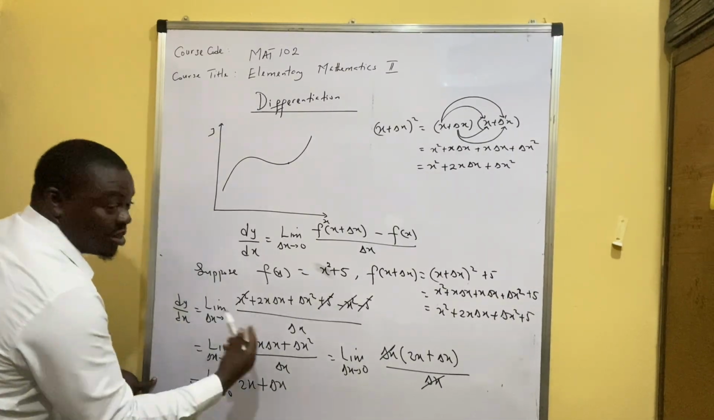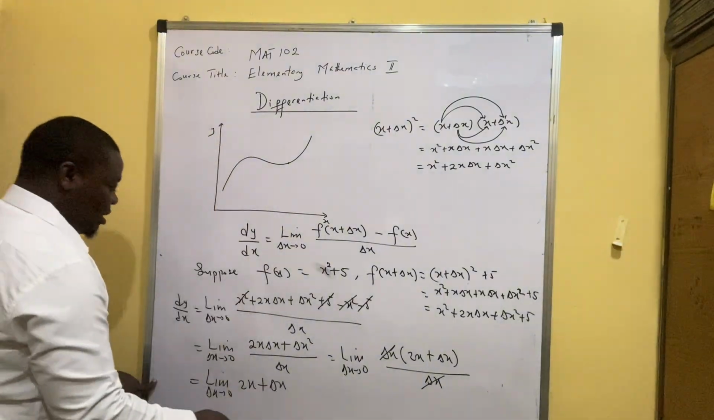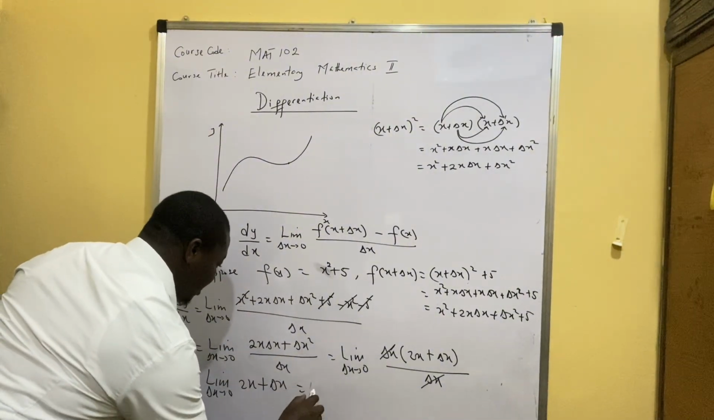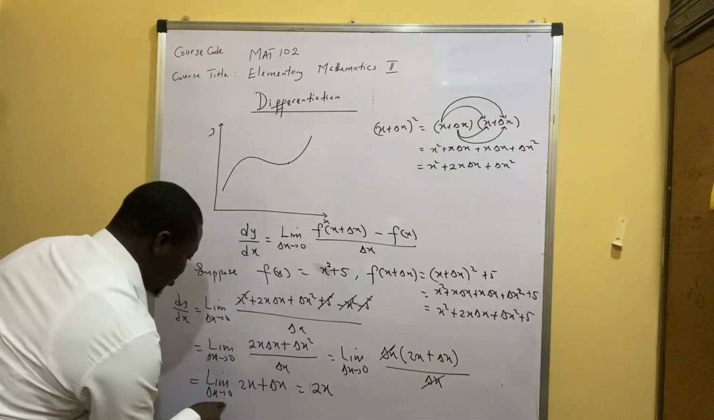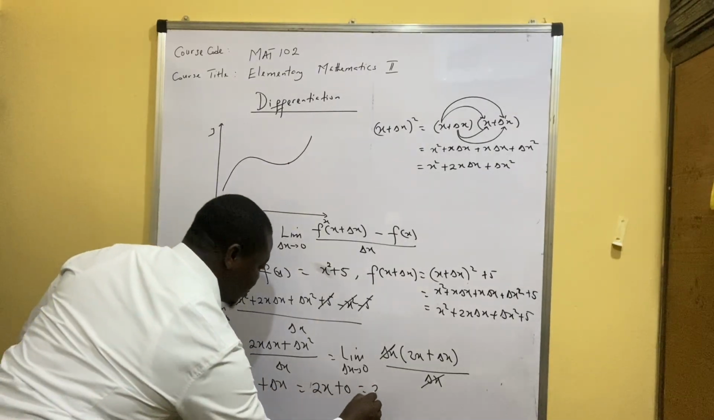Now we substitute 0 for change in x. Look at this, change in x tends to 0. So from our definition of limit, wherever we see change in x, we replace with 0. Now that we want to substitute, we observe that I did not write limit again. So we just have 2x plus 0, and this is equal to what? 2x.